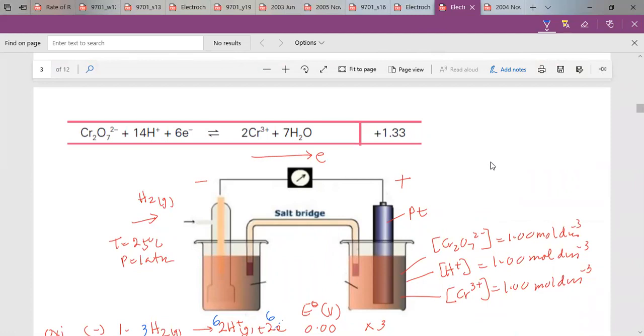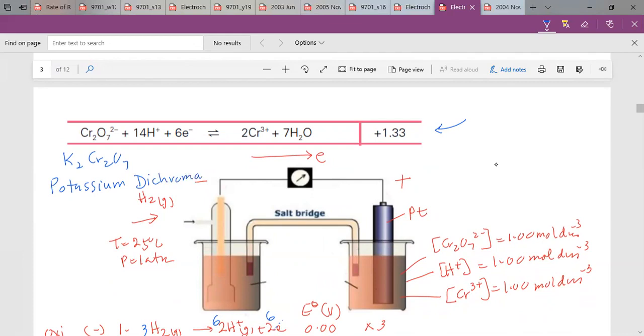Now, if they ask you to draw a diagram for this half cell, this famous chromium, this is orange, it's a dichromate. Actually potassium dichromate, K2Cr2O7. It's called potassium dichromate. Remember your Form 5, now they have banned it already because they say it's poisonous. Dichromate.